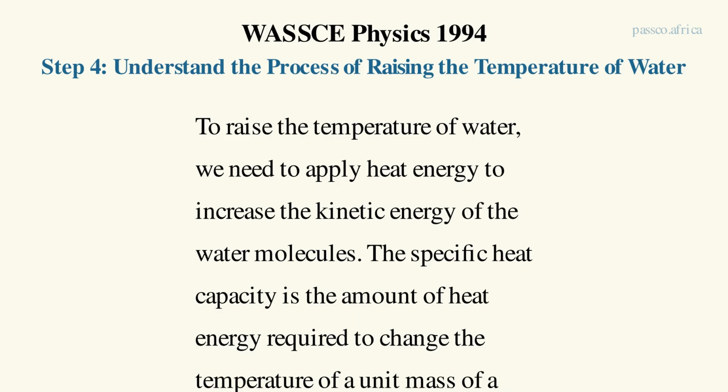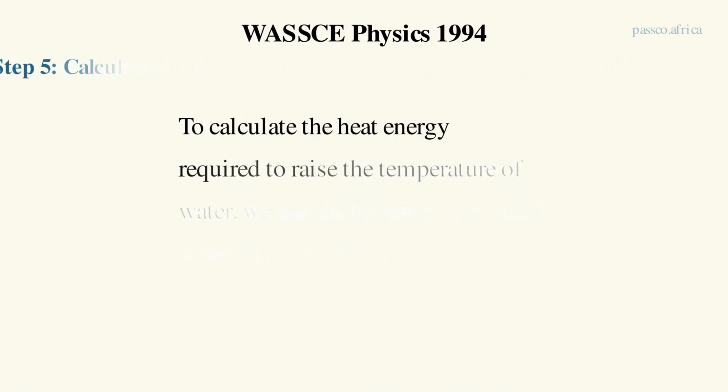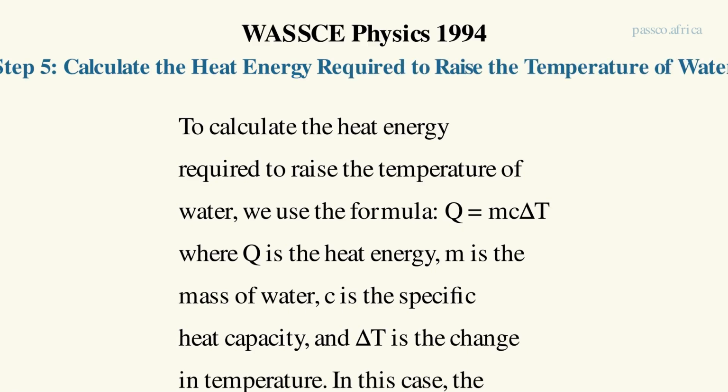Step 5. Calculate the heat energy required to raise the temperature of water. To calculate this, we use the formula Q equals mc delta T, where Q is the heat energy, m is the mass of water, c is the specific heat capacity, and delta T is the change in temperature. In this case, the change in temperature is 100 degrees Celsius. Q equals 4.0 kilograms times 4.184 J/g°C times 100 degrees Celsius times 1000 g/kg equals 1,670,400 J.